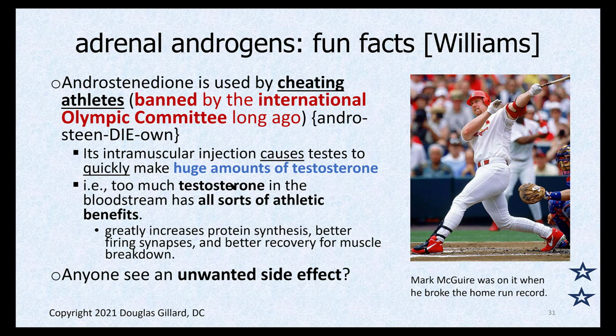And of course, testosterone, as I said, increases protein synthesis. It makes the synapse fire faster. Not only weightlifters use it, but running athletes.